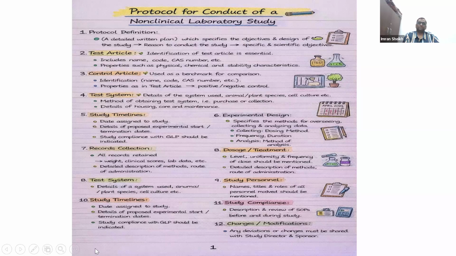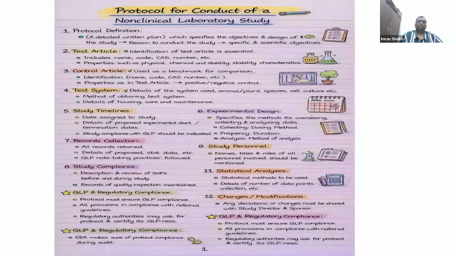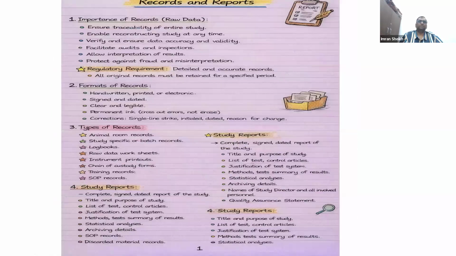Now study timelines, the name itself tells us, they include the dates assigned to the study, details of the proposed experimental start and termination dates, and the study compliance with the GLP should be indicated. Now study compliance, what does it include? Study compliance may include the description and review of the SOPs before and during the study. Now changes and modifications: any changes or modifications must be shared with the study director and the sponsor. Now the protocol for the conduct of the studies has been completed.